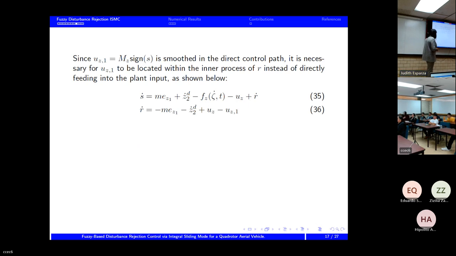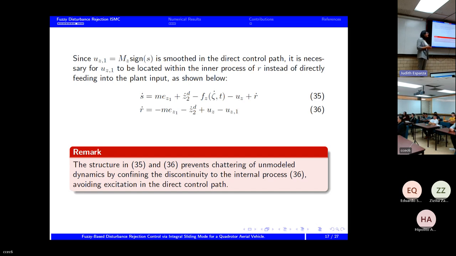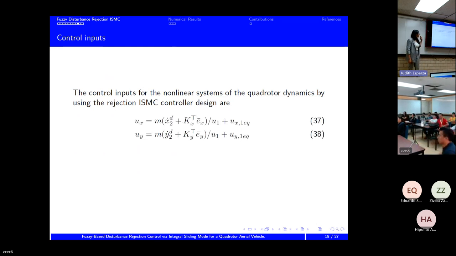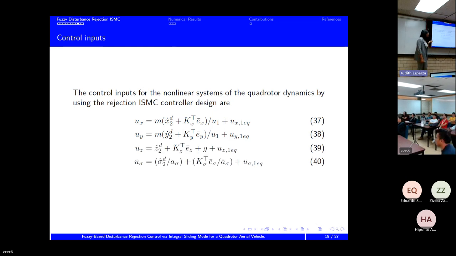Now, we need to change the time derivative of S and R. So we have 35 and 36. This is because this structure of 35 and 36 prevents the chattering of the model dynamics, and it avoids an excitation of unmodeled dynamics in the control pattern. Then the control inputs that were assigned by the ISMC are 37, 38, 39, and 40.